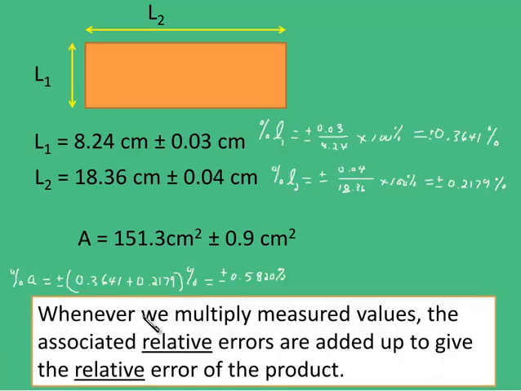So to summarize, whenever we multiply measured values, the associated relative errors, so we have to calculate them, are added up to give the relative error in the product. Of course, once you have the relative error, you still now have to go and use this relative error to be able to determine the maximum possible error, or the absolute error. Alright, so let's look at division now.